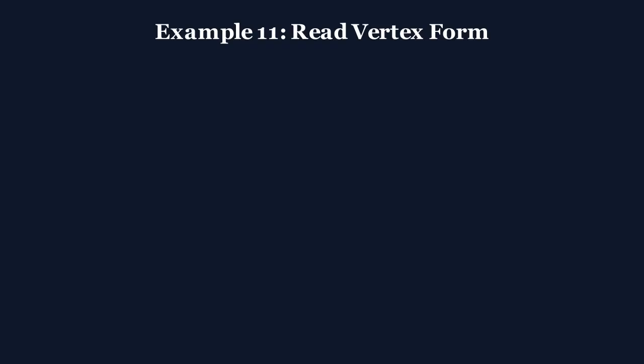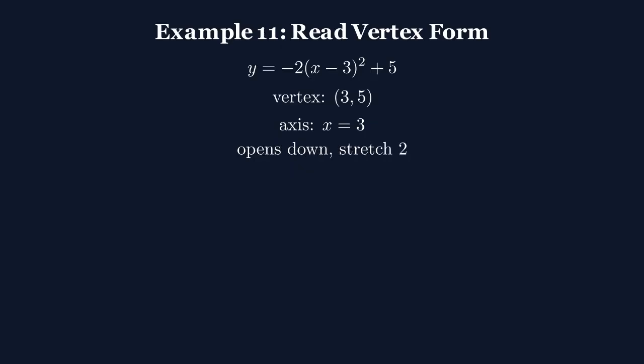Example 11. Read the key features of y equals -2 times (x minus 3) squared plus 5. This is vertex form. The vertex is (3, 5). Since it is -2, the graph opens down and has a vertical stretch by factor 2. The axis of symmetry is x equals 3.